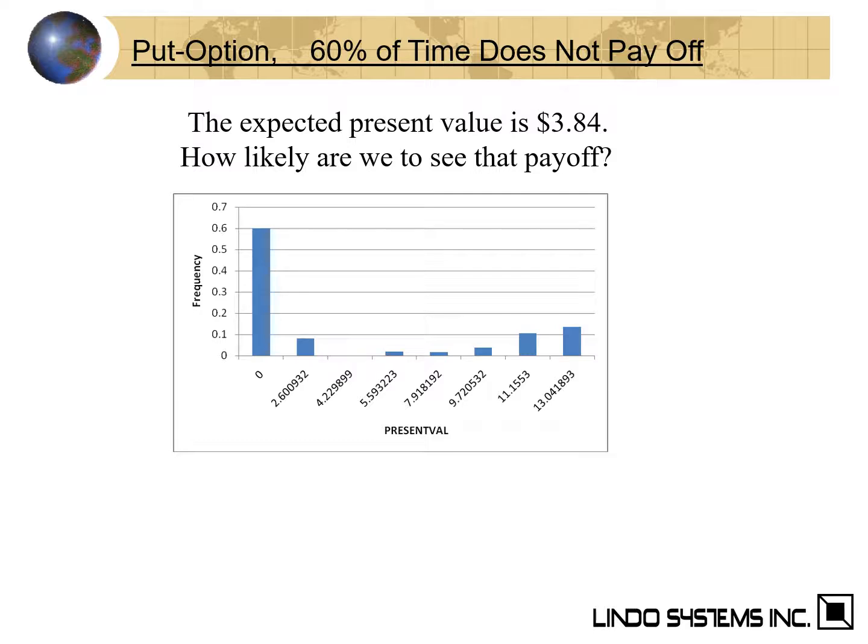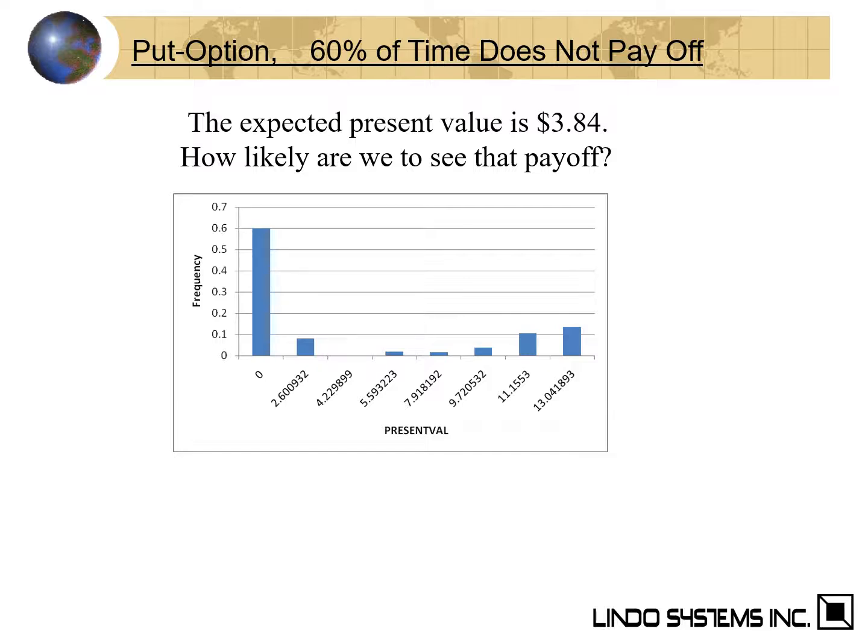Here's the histogram for the profit, expected present value for this little option that has an expected value of $3.84. But notice the rather odd-looking distribution for it. Most of the time, like 60% of the time, you don't make any money at all, and it's just occasionally, like about 10 or 11 or 12% that you make $13 from it.